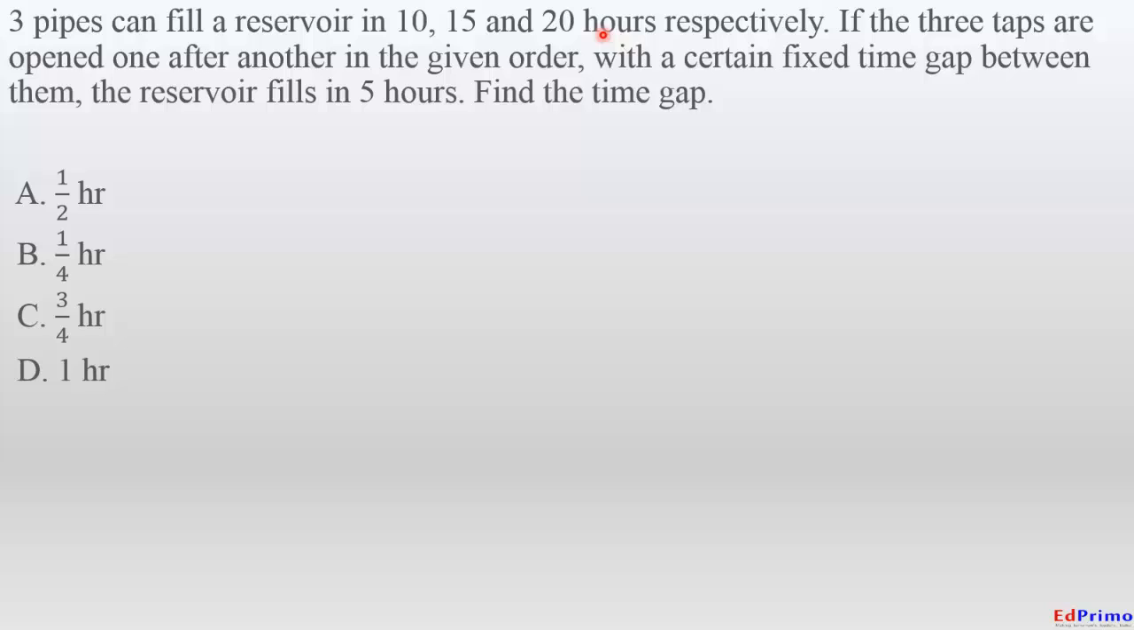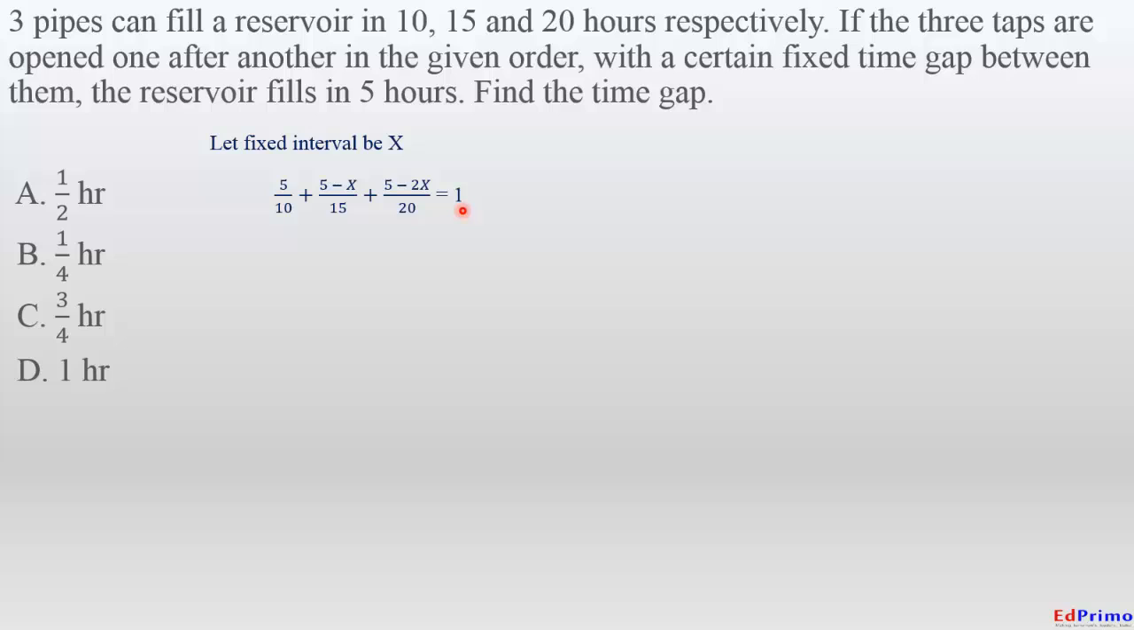Now let us put this down as an equation. We consider the time gap between two taps as x hours. We see that the first tap would fill up 5/10 of the reservoir in 5 hours. The second tap would fill up (5 minus x)/15 of the reservoir, and the third tap would have filled up (5 minus 2x)/20 of the reservoir. And this 1 is used here to denote that the reservoir is full.